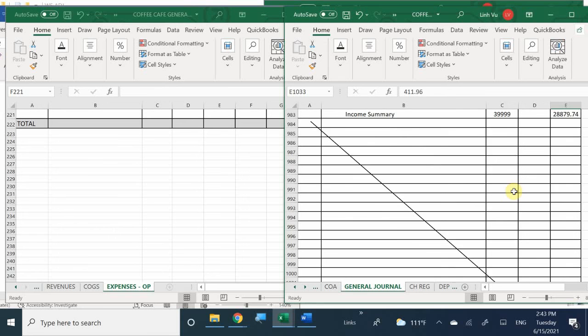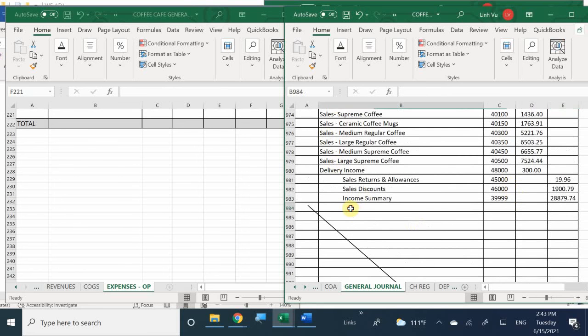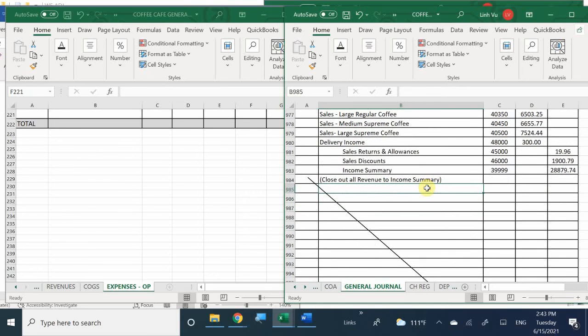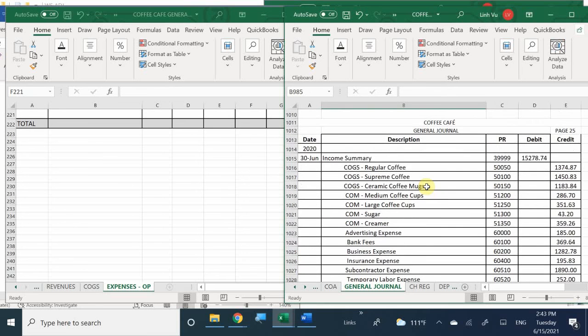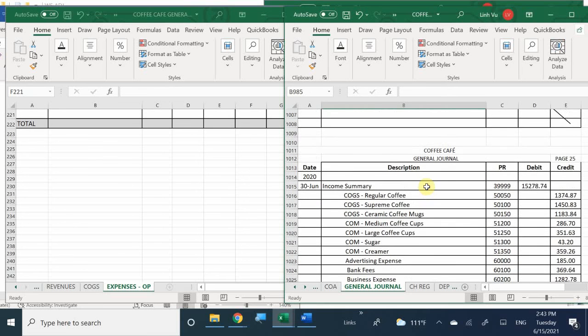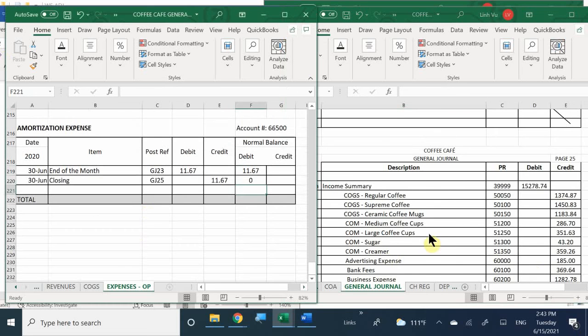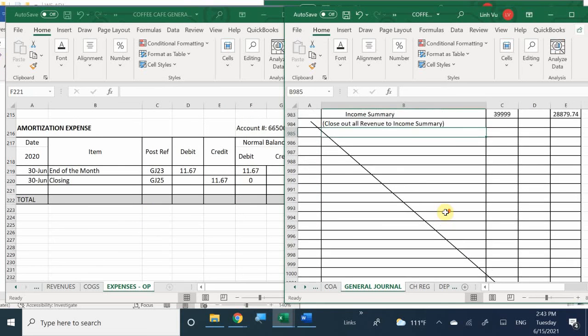15,278.74. Okay. I'm going to go ahead and add my description from before since I forgot to do it. So I'm going to say close out all revenues to income summary. Right? It was funny because when we were up there, I'd put that in there, and when you didn't do it, I thought, okay, I'll wait and see. Thanks, Alan. What was that? Close out all revenue to income summary. Yep, that's it.